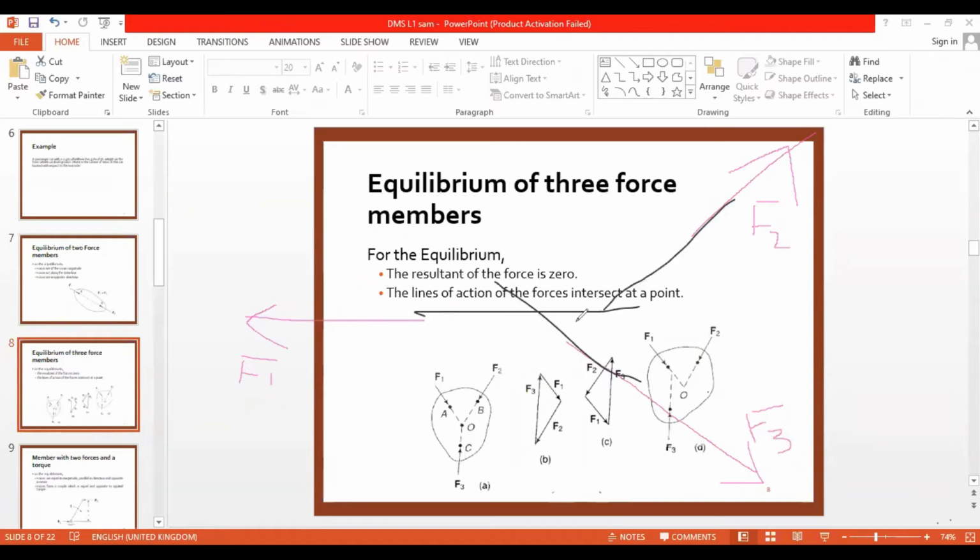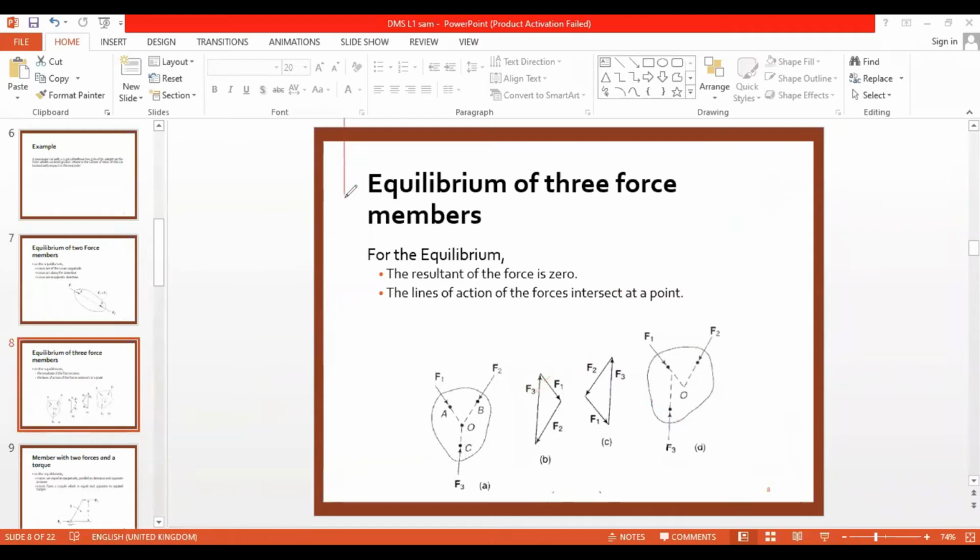Here I have the line of action of this force, that is F1, and this way I have the line of action of the other force, which is F3, and here is F2. So they are not meeting at a point, right? So in this case it will not create an equilibrium position.